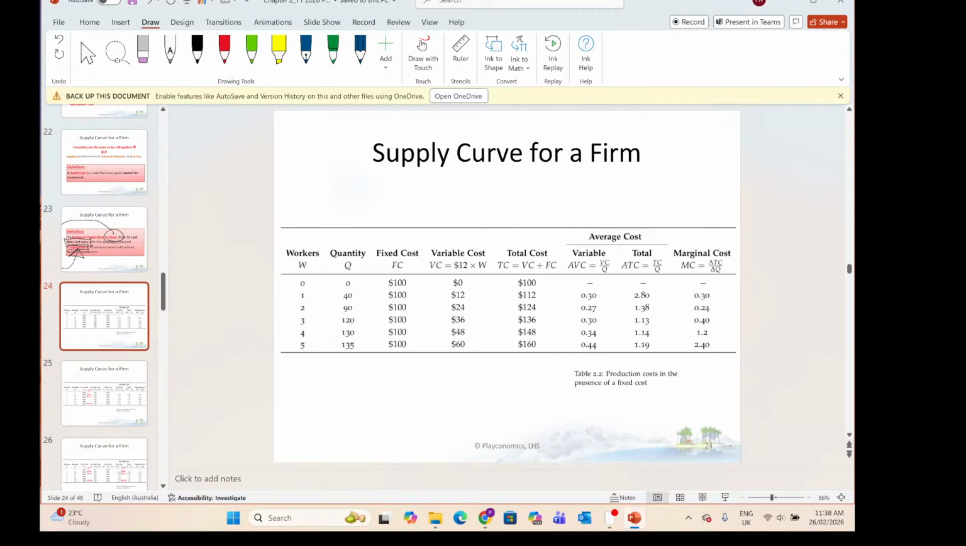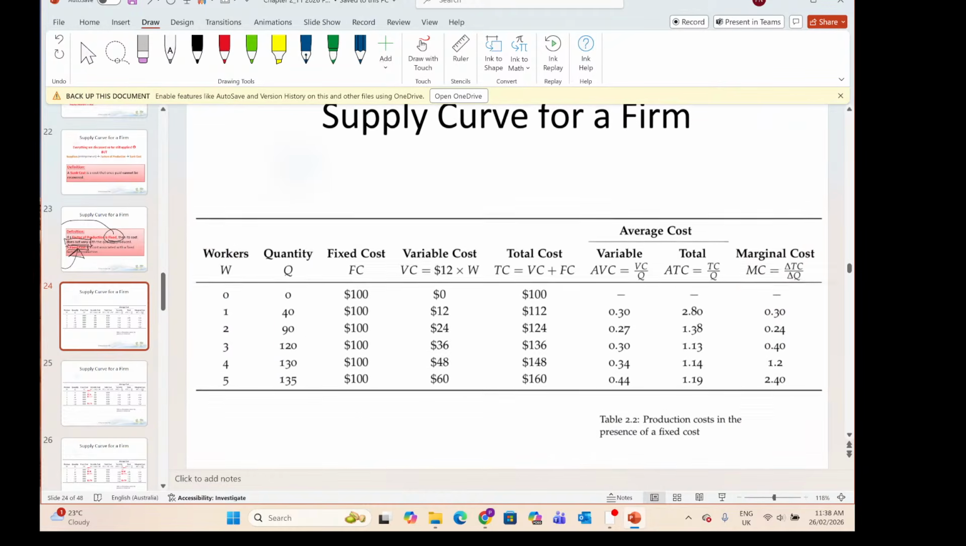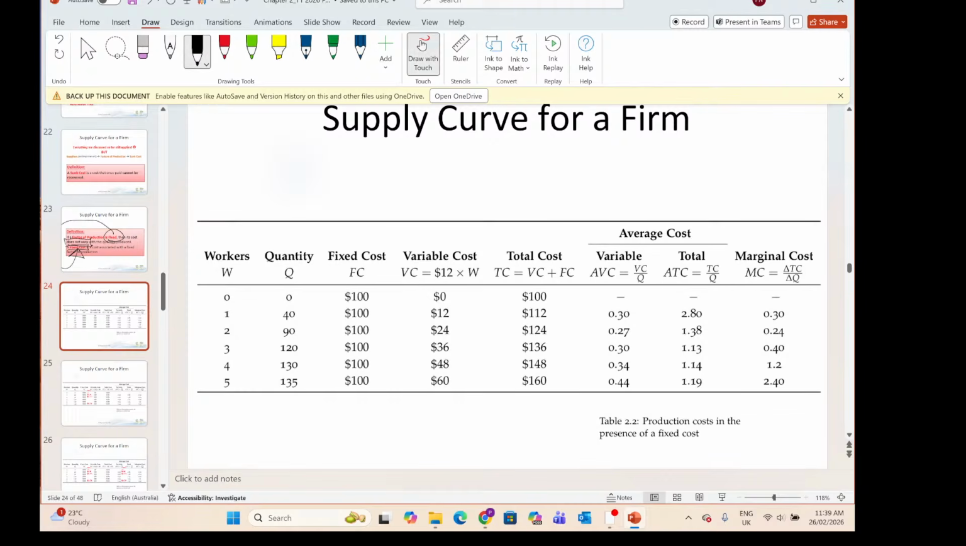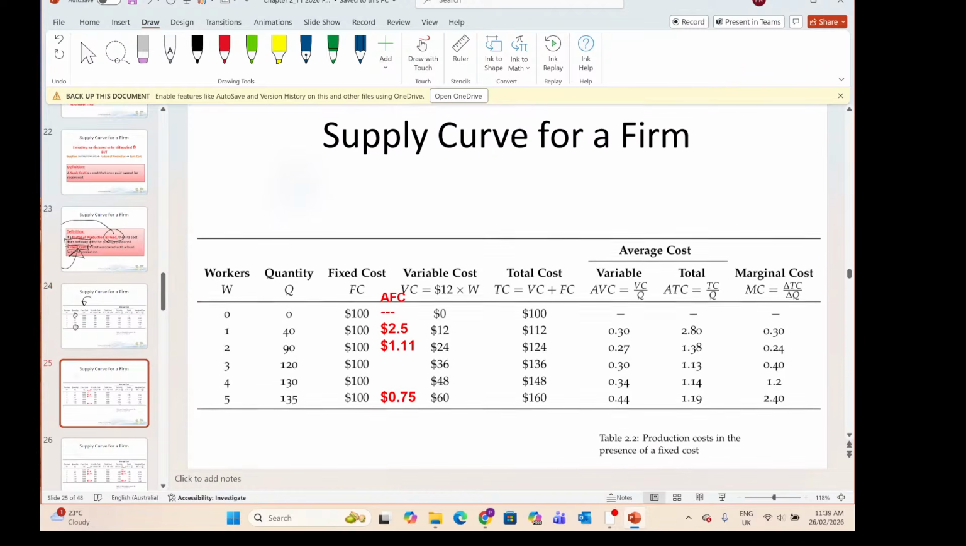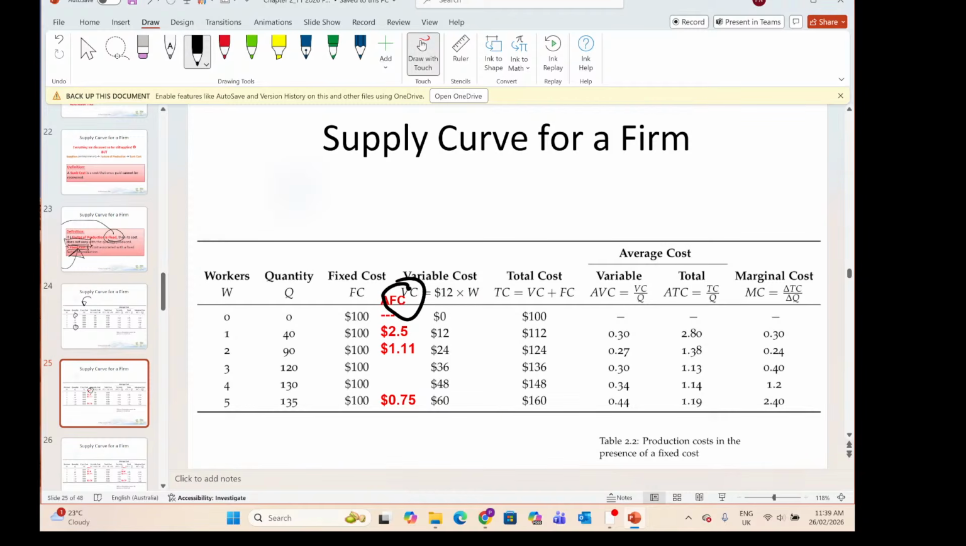So let's just go down to our slide, and we can see here that when we look at our fixed cost, this fixed cost is $100. And that cost is the same whether we're producing 0 goods or whether we're producing 135 goods. The cost doesn't change. What does change when we're looking at fixed cost is the average fixed cost. The average fixed cost does change. So this is the fixed cost averaged across the number of output that we are producing.